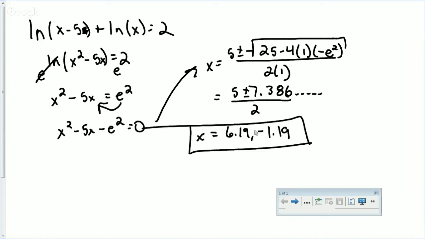But we need to make sure we go back and plug both of these into the original equation, because when we plug in this negative 1.19 right here, it doesn't work out because this has to be a positive number. So we'll mark that one out, and our answer is 6.19.